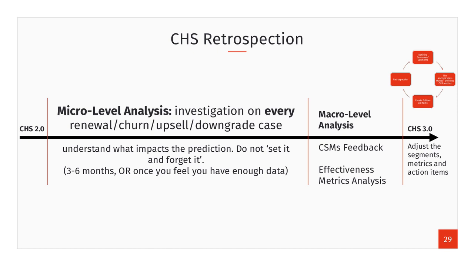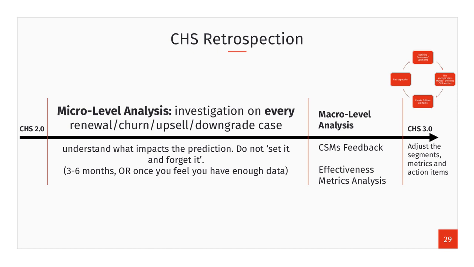So I suggest a time frame of 3 to 6 months for this version of the health model, or until you feel that you have enough data. After 3 to 6 months, I do a macro-level analysis, and I take some feedback from the CSMs because it's extremely important for me to understand if I managed to save time for them, and if the model helps them to focus. I'm also doing an effectiveness metric analysis based on the micro-level analysis. I'm going to elaborate on that in the next slide.